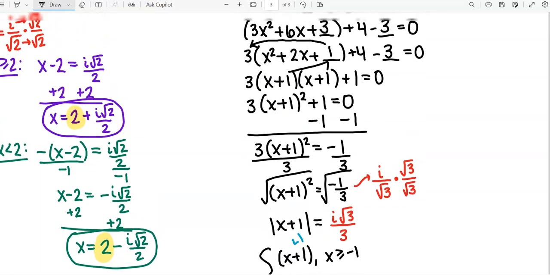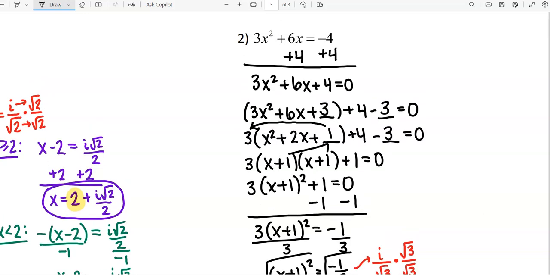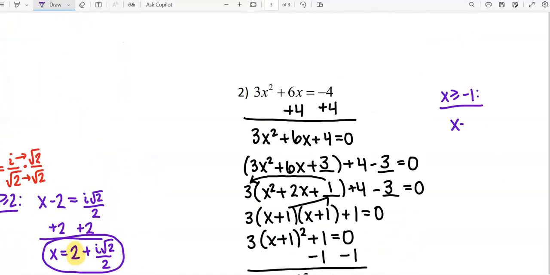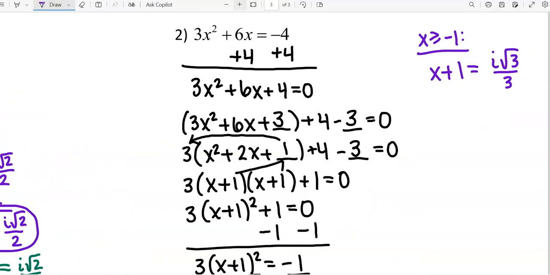Once you get those, we're ready to solve. I think I could do it off to the right side. So for x is greater than or equal to -1, I'm going to have, oh gosh, I got to look at the bottom, x plus 1 is equal to i square root of 3 over 3. Yeah? Only thing we have to do here is subtract 1 from both sides. Your -1 is your real part, plus your imaginary part, i square root of 3 over 3.